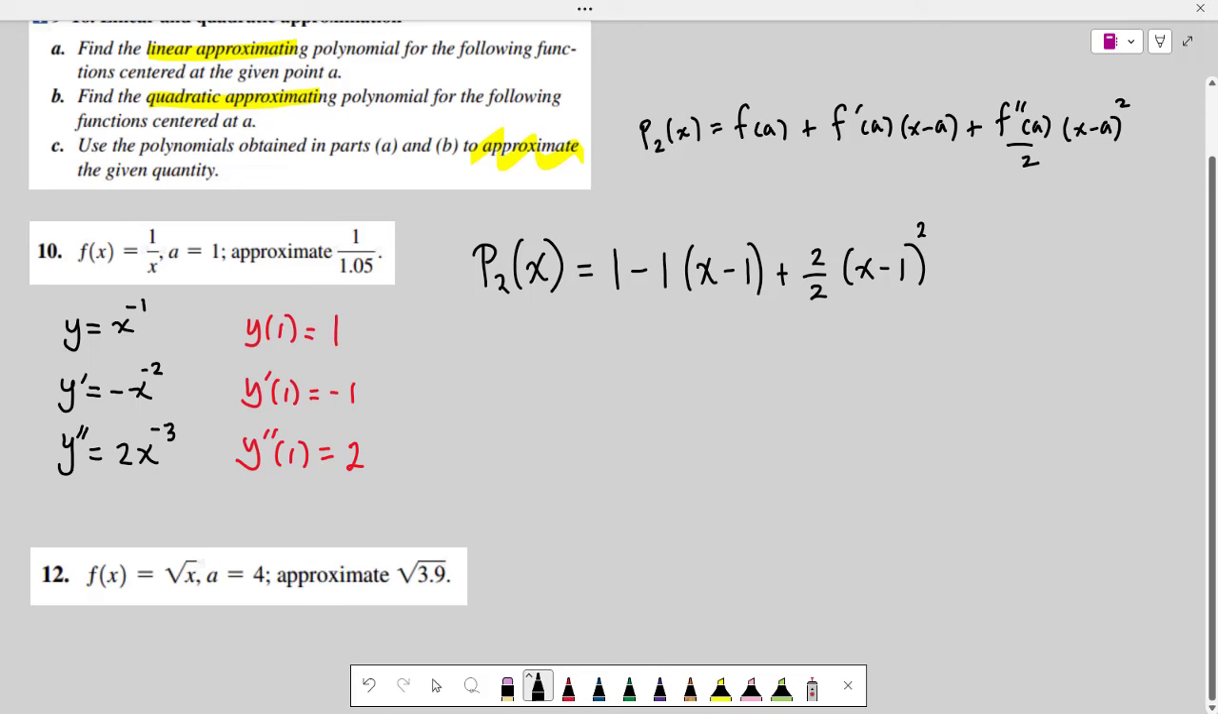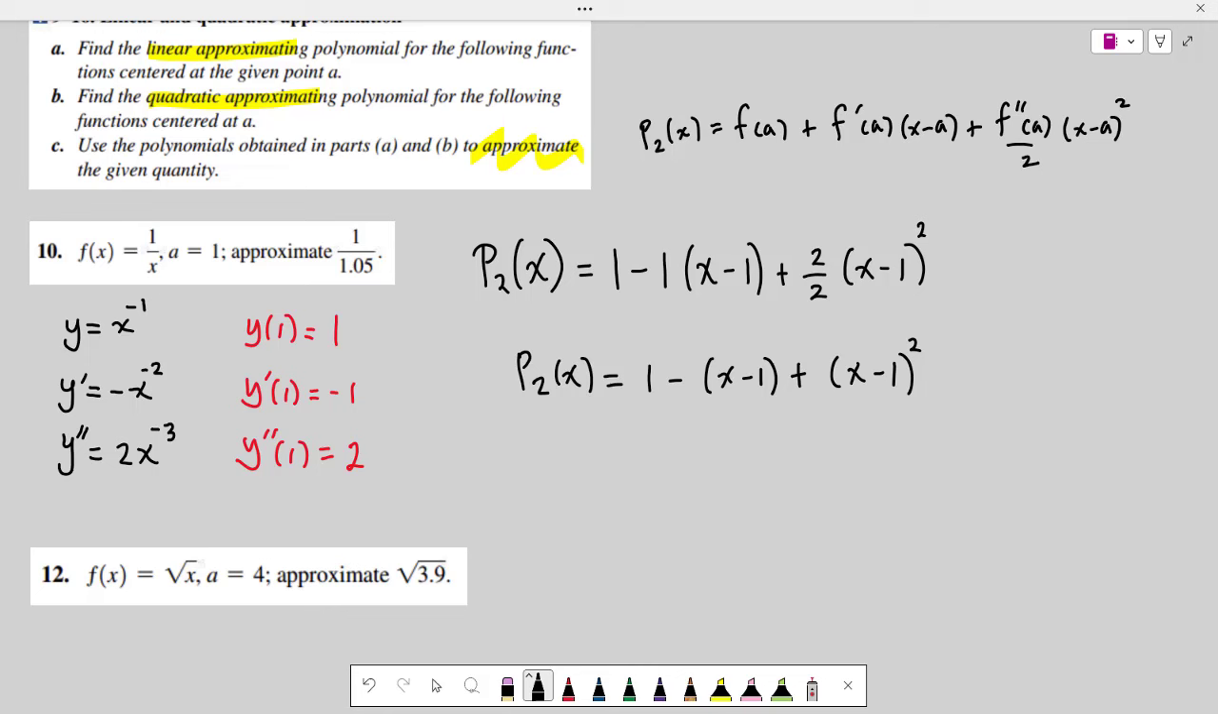So that is the best second order approximation. It's the best quadratic approximation. We don't, in general, blow this out and simplify it. We just leave it like that. We simplify the coefficients, but we don't FOIL this out and then combine like terms. We leave it like that so that you can see where the center is. So that is the best quadratic approximation.